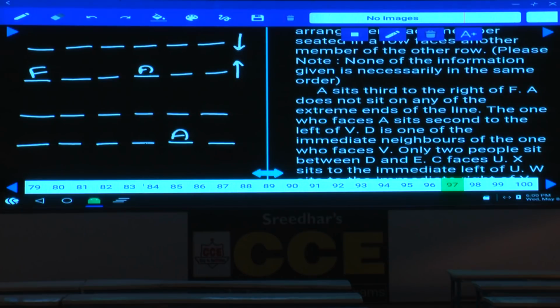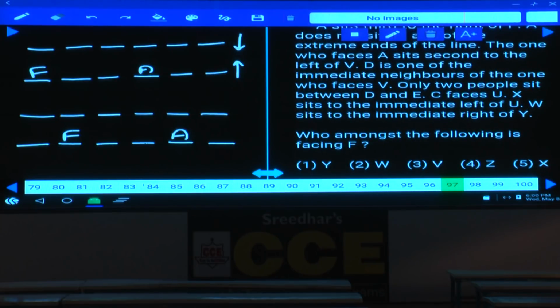Now if A is here, F can be second from the left-hand side. A sits third to the right of F, and A does not sit at any of the extreme ends of the line. The one who is facing A sits second to the left of V. It is the same in the other case: the one facing A sits second to the left of V.